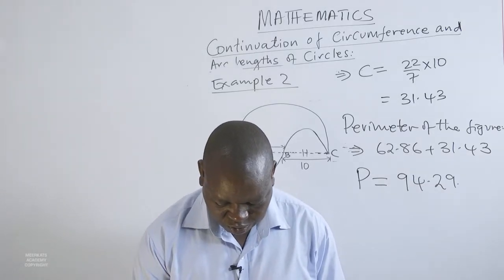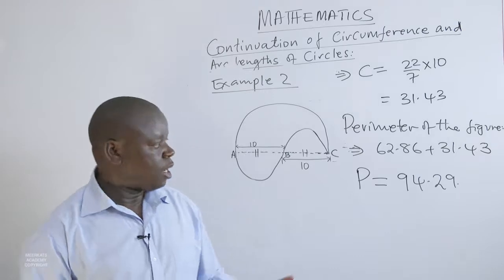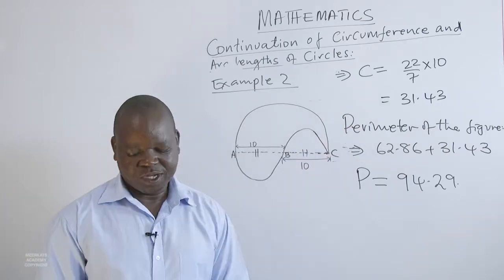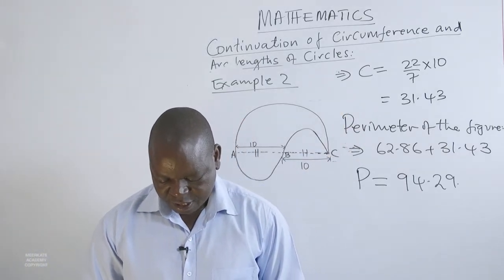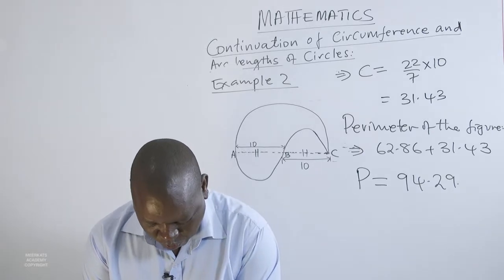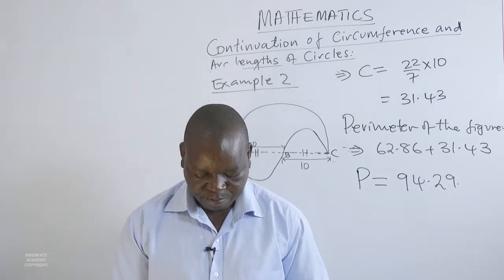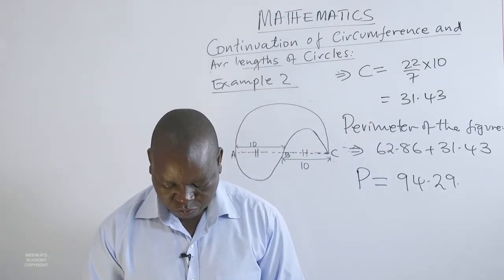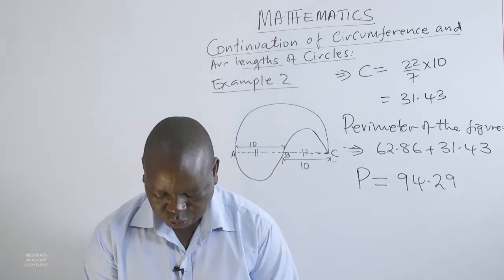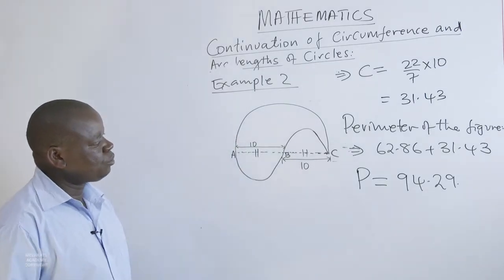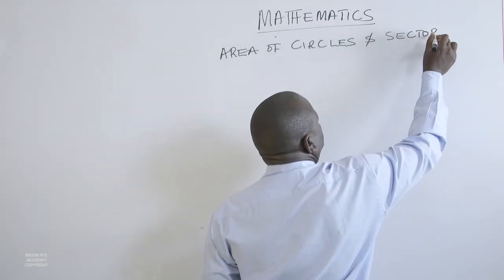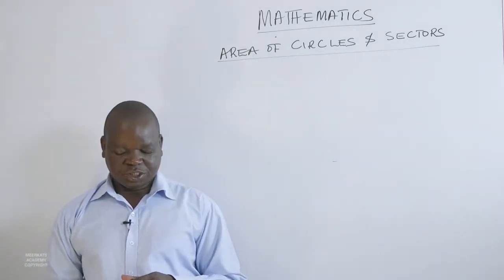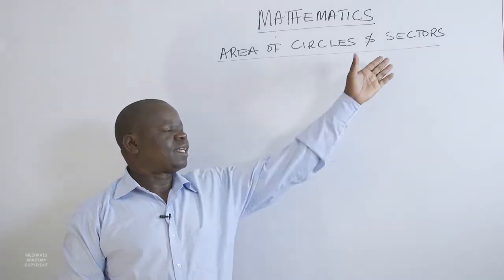So that is how you work out lengths of composite figures like this using the formula that we derived yesterday. And you can continue. Many more examples can be given on the same, but the formula will remain just the same formula. So we want to move on to another subtopic in the same: area of circles and sectors.